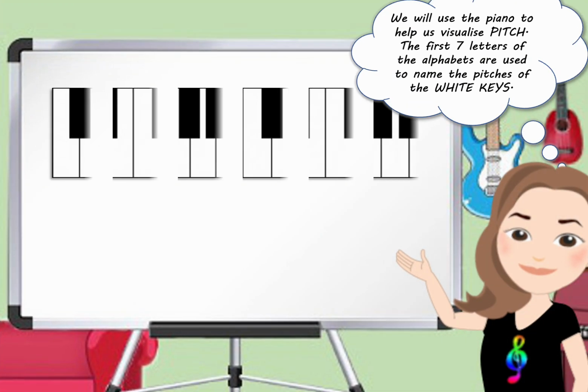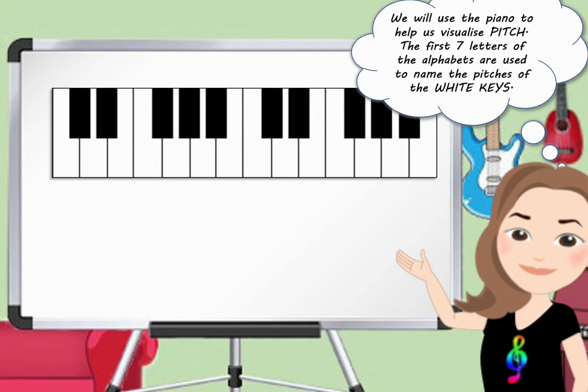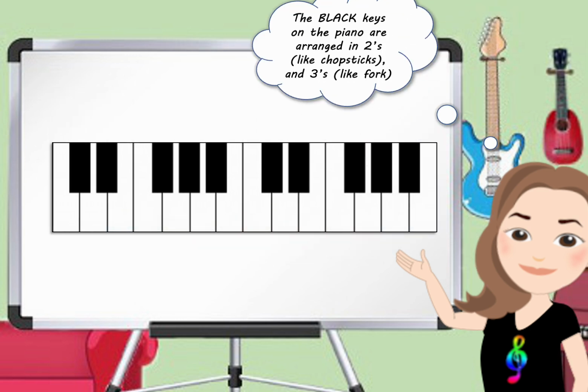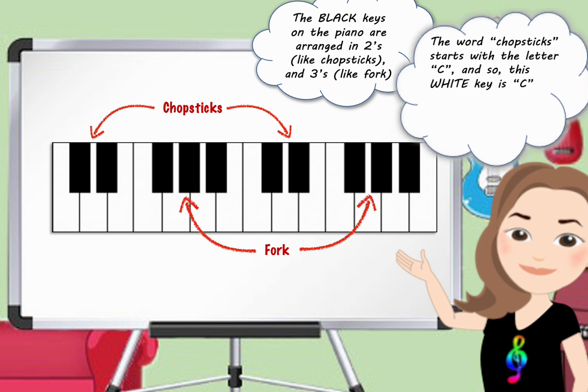We will use the piano to help us visualize pitch. The first 7 letters of the alphabet are used to name the pitches of the white keys. The black keys on the piano are arranged in 2s, like chopsticks, and 3s, like fork. The word chopsticks starts with the letter C, and so, this white key is C. Fork starts with the letter F, so this white key is F.